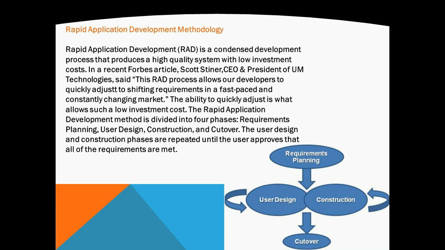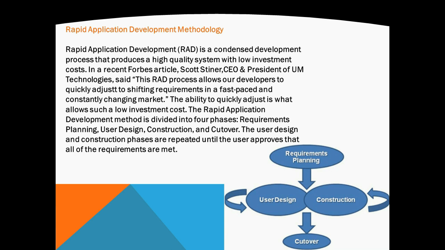The rapid application development method is divided into four phases: requirements planning, user design, construction, and cutover. The user design and construction phases are repeated until the user approves that all of the requirements are met. RAD is most effective for projects with a well-defined business objective and a clearly defined user group, but which are not computationally complex. It is especially used if the project is small to medium-sized and time-sensitive.